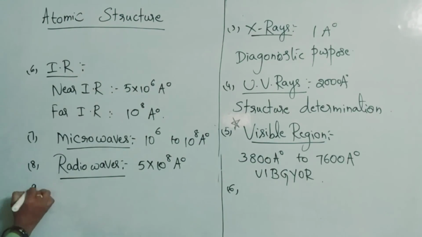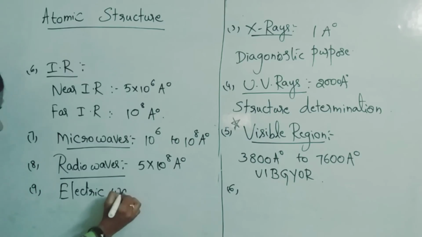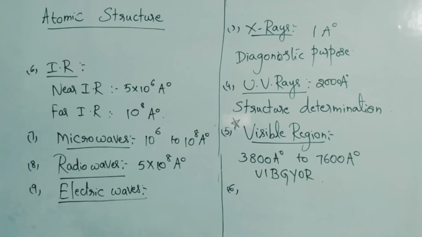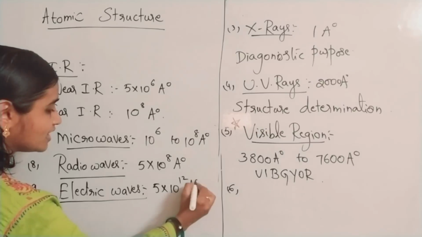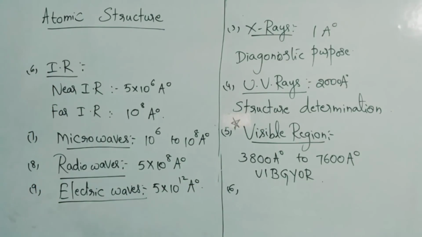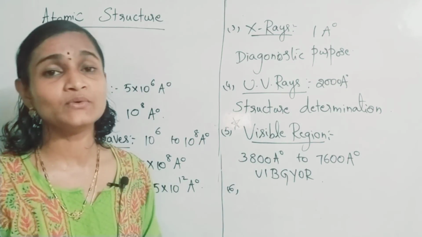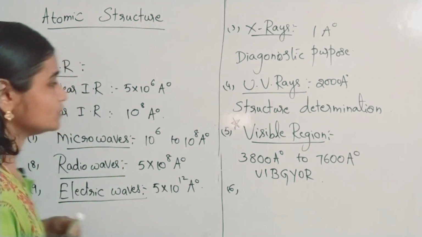And finally you have electric waves. What are electric waves? They are electromagnetic radiations of very high frequency, with wavelength around 5 into 10 to the power of 12 angstroms. So like this you have different electromagnetic radiations. You have to remember all of these, which will be useful for getting objective questions from this topic. So be thorough with this.